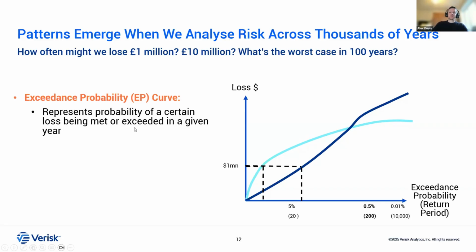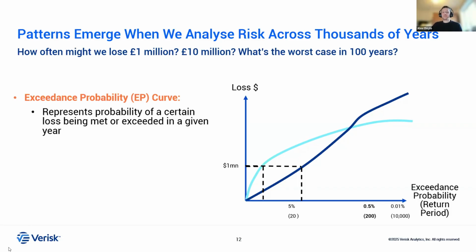Now, this represents the possibility of a certain financial loss being met or exceeded in a given year. We can visualize this on the right-hand side of this slide with this graph. EP curves are usually constructed with decreasing probability or increasing return period as you move right along the x-axis, and increasing losses as you move up the y-axis. Note a return period is simply the reciprocal of the exceedance probability.